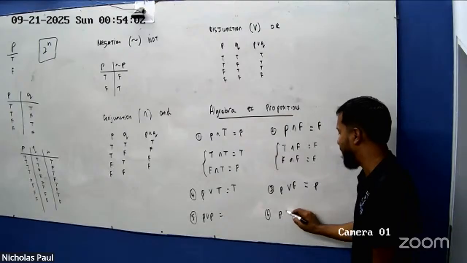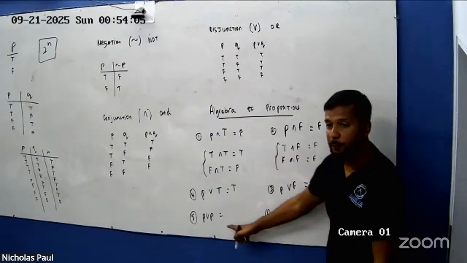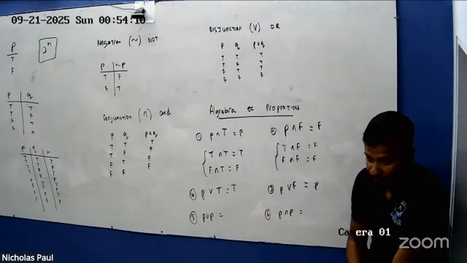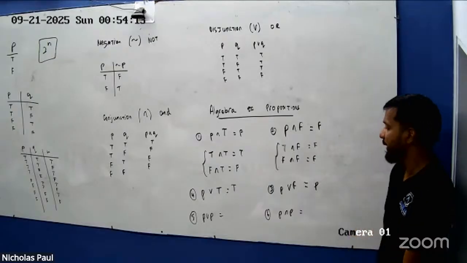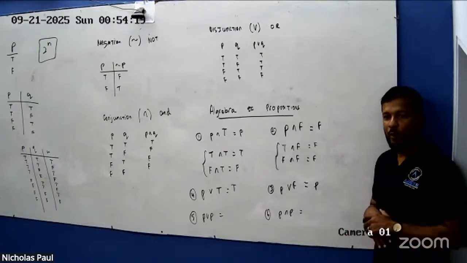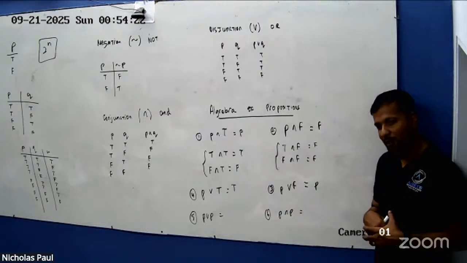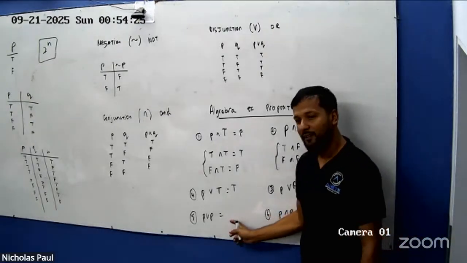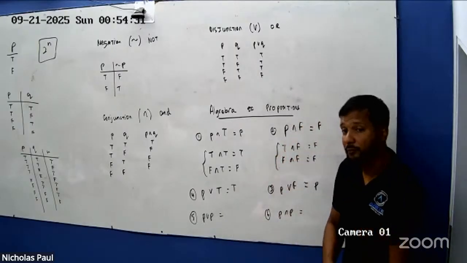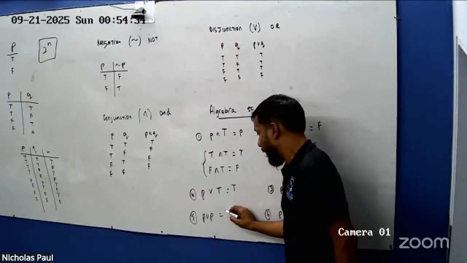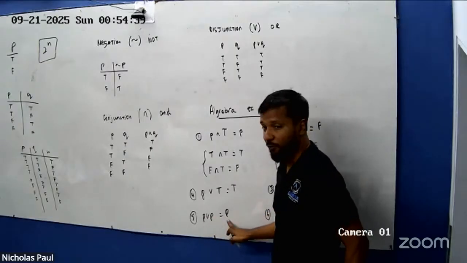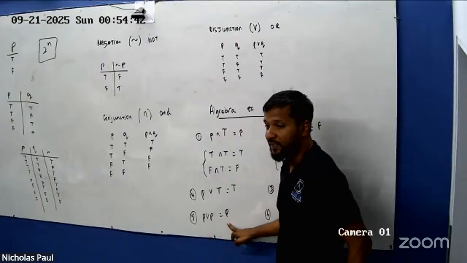While we're here, can you tell me what is P or P? And what is P and P? What do you think is P or P? What do you think is P and P? Think of the answer. I'll pick on one. Narayan. What is P or P? P, yeah. Because if P is true, true or true is true. And false or false is false. So it means that P or P is P.